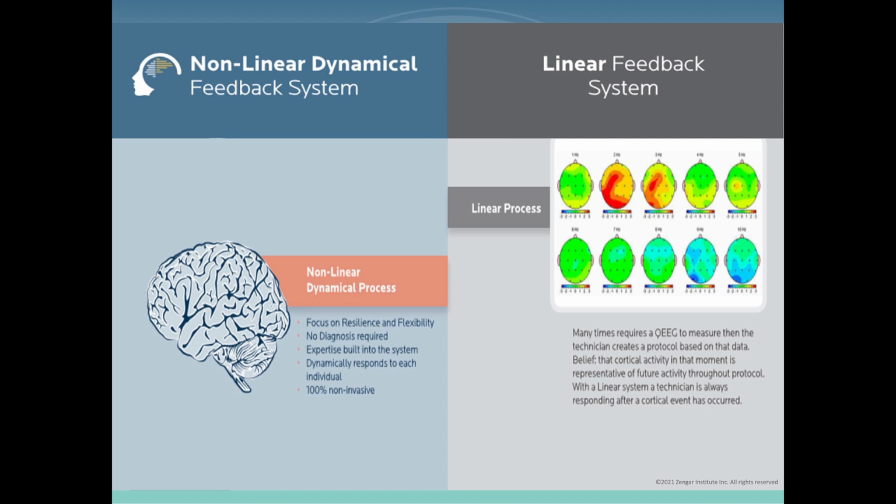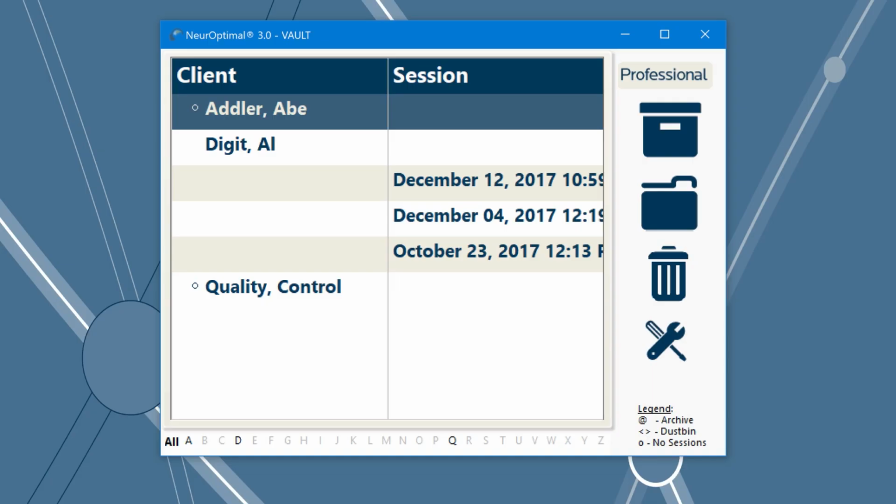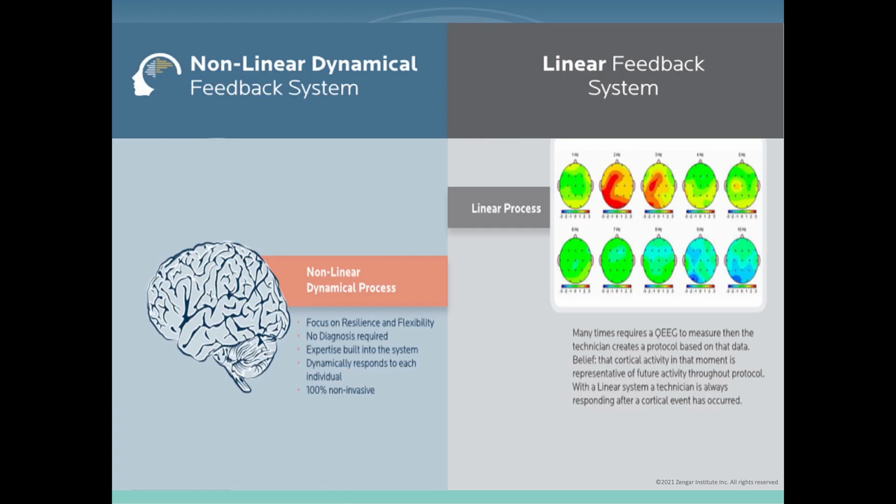All right, so non-linear dynamical feedback systems, and this is still on that same PDF that we were looking at before, is focusing on resilience and flexibility. We are not focusing on any diagnosis. The neat part about this program is all the expertise is built into the system. So as a trainer, you don't have to know anything at all about what you're doing other than how to put the sensors on and how to make it go. That's it. You don't even have to change people's names if you don't want to. You can use the same name and just keep doing the same thing.